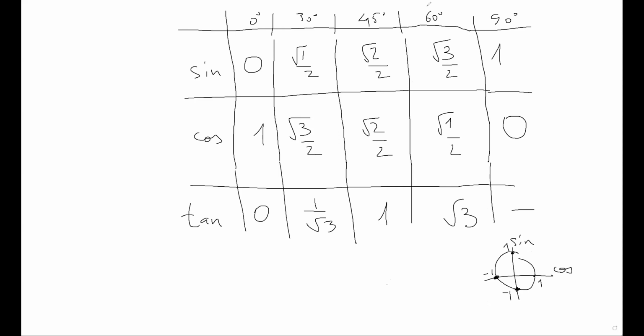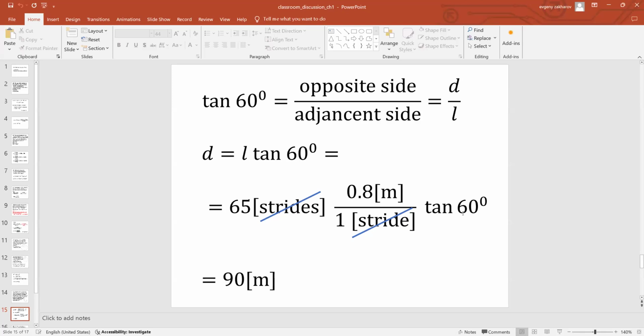Okay, that was the trig part. Back to discussion. Tangent of 60 is sine over cosine. Sine is root 3 over 2. Cosine is 1/2, so the tangent of 60 degrees is radical 3.